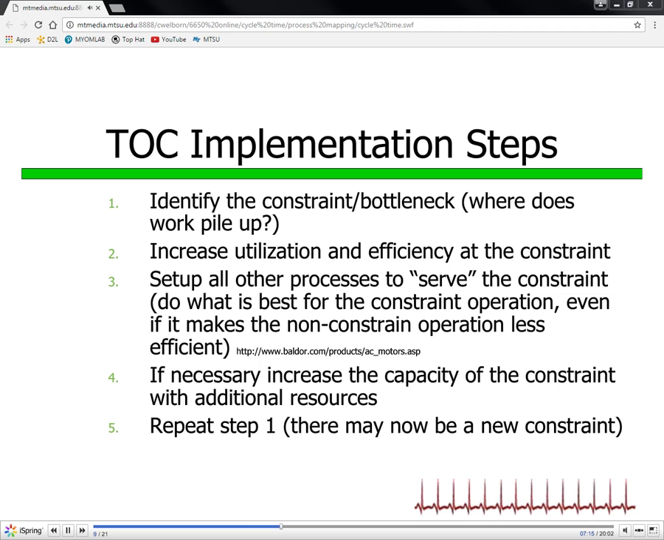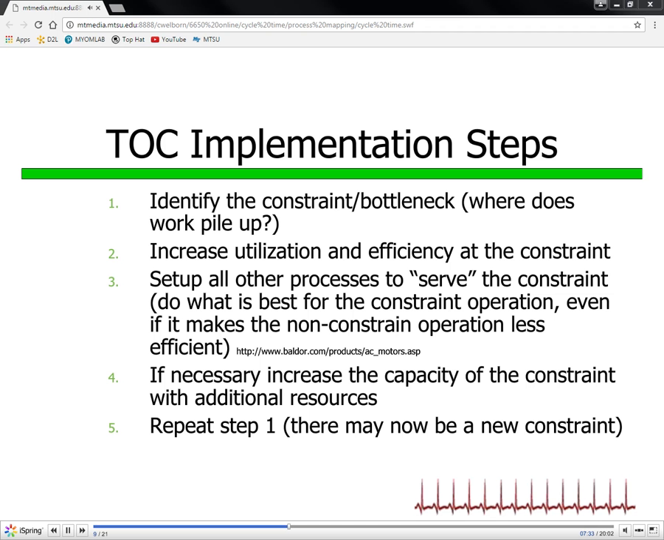So again, what that means is you may have steps or people that want work done a certain way, but if they're not the bottleneck, we have to be a slave to the bottleneck. We have to do anything we can to make that bottleneck step faster and more efficient.